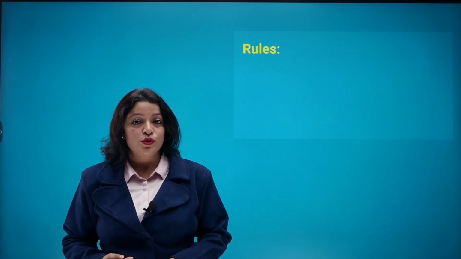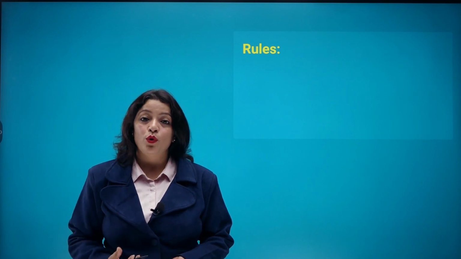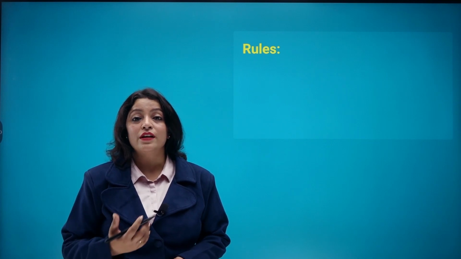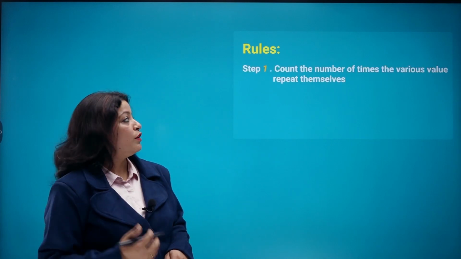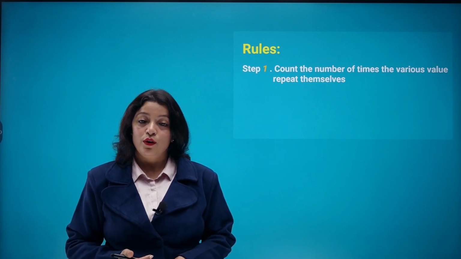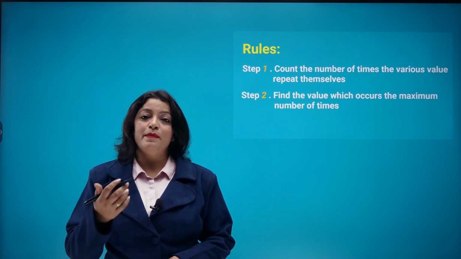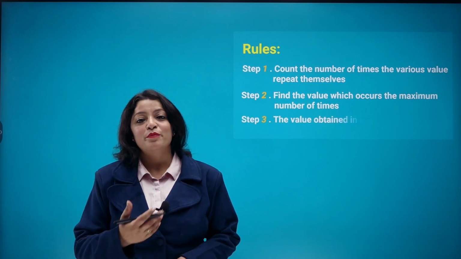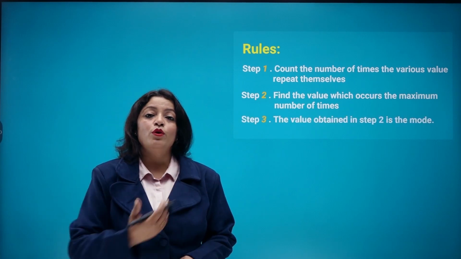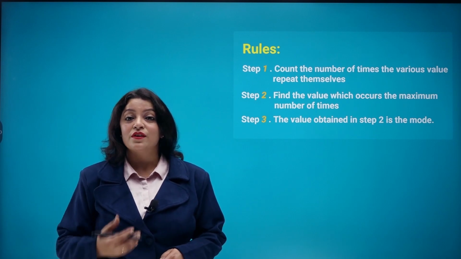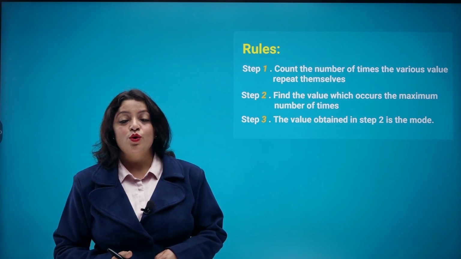Now let us see certain rules which are to be followed to calculate mode, and also for one more measure of central tendency, that is median. First of all, we have to count the number of times various values repeat themselves. Then find the value which occurs the maximum number of times, and the value which occurs the maximum number of times is called the mode of the data, right? I hope the calculation of mode is the simplest one to find among all the representative values for central tendency.